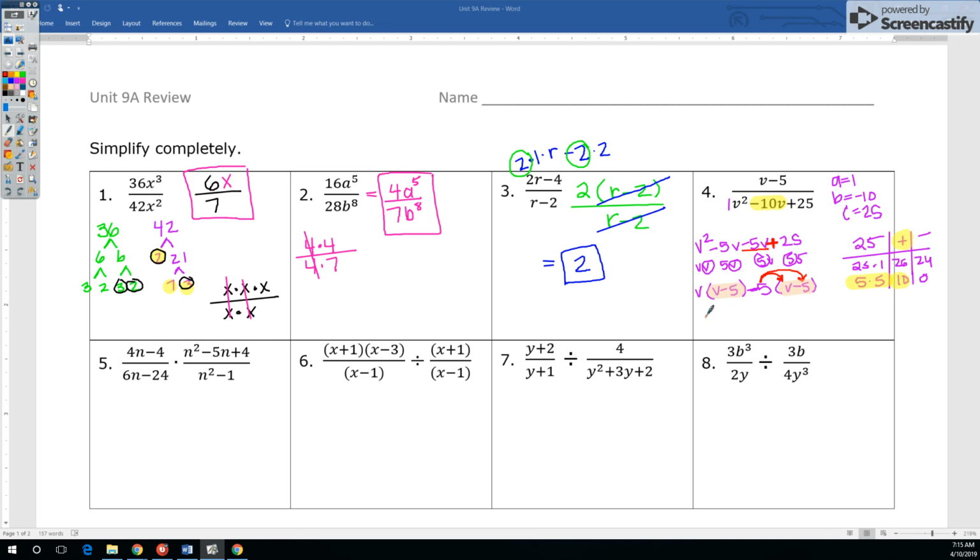I am going to write my final answer as v minus 5, the two things that I factored out, times these repeated parentheses, which is another v minus 5. So all that work, that was my denominator. So I'm going to go up here. This was my numerator that I started with. This is my denominator.